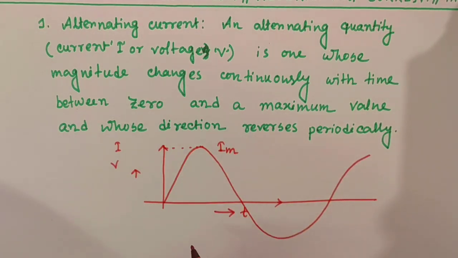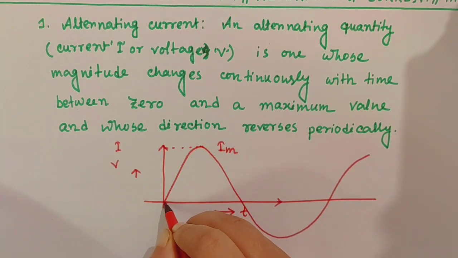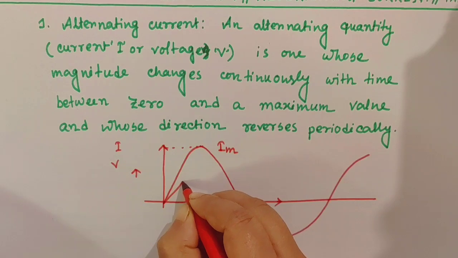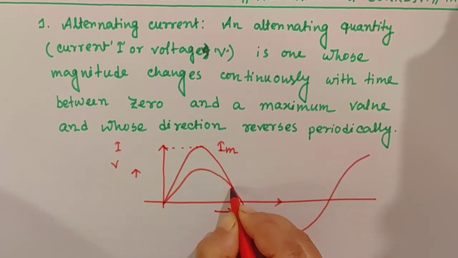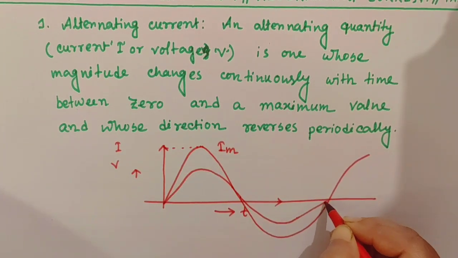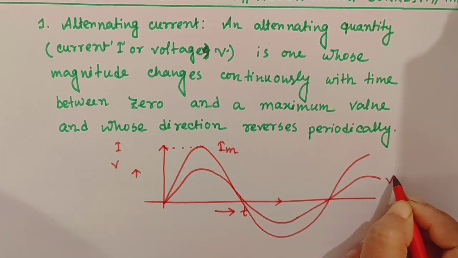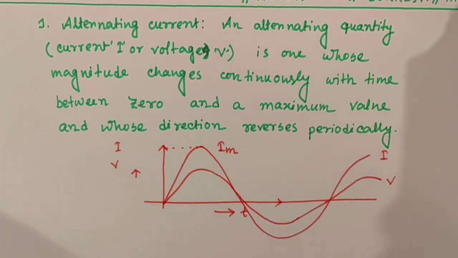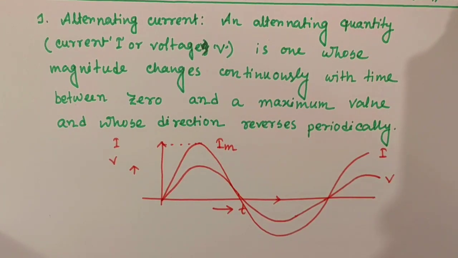Now in the same way if we draw for voltage, we will get this type of characteristics. So this is for voltage, this is for current. Clear? So this is basically sinusoidal characteristics.